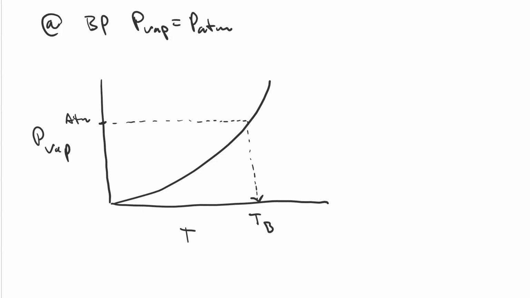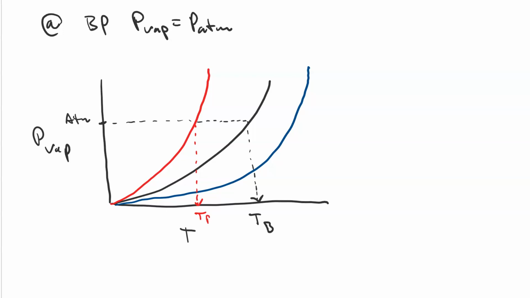Vapor pressure curves look different depending on what your substance is. So it would be possible to have a substance that has a higher vapor pressure at virtually every temperature, and it would be possible to have other substances that have lower vapor pressures at every temperature. Notice they will have different boiling points. The substance with a higher vapor pressure has a lower boiling point. The substance with the lower vapor pressure has a higher boiling point.